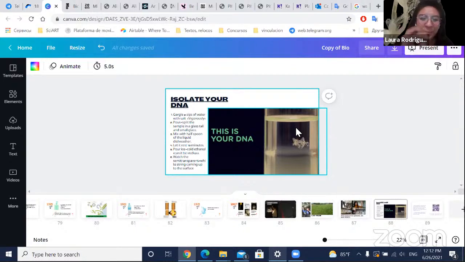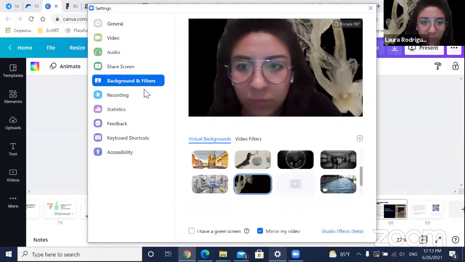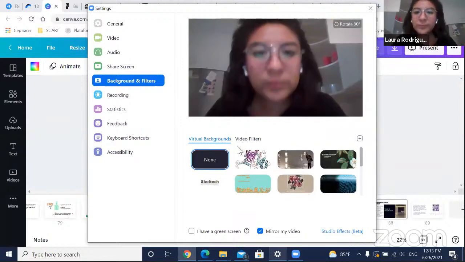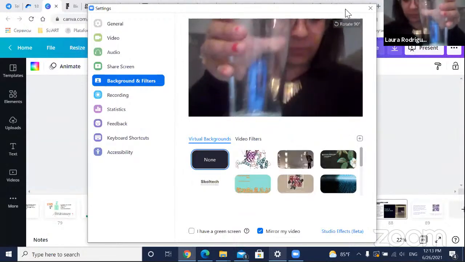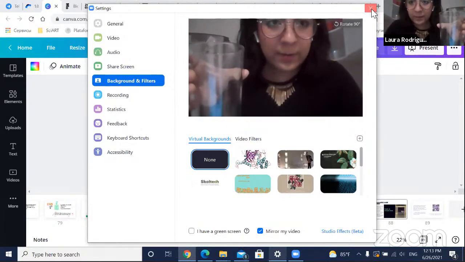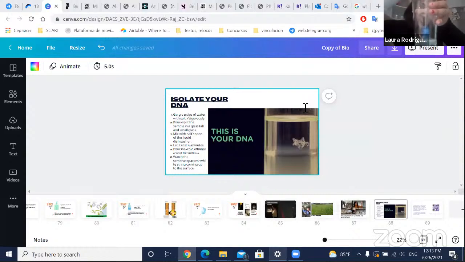So what you will see are some very small strings, transparent, a little bit white. So what you will do is take the cold ethanol and pour it by the side. Try not to mix it, just by the side, slowly. So maybe let me remove my phone so it will be easier to see. So you will add your ethanol by the side.